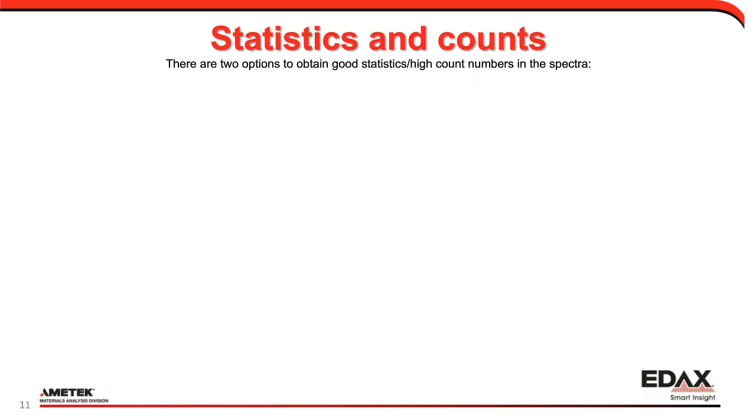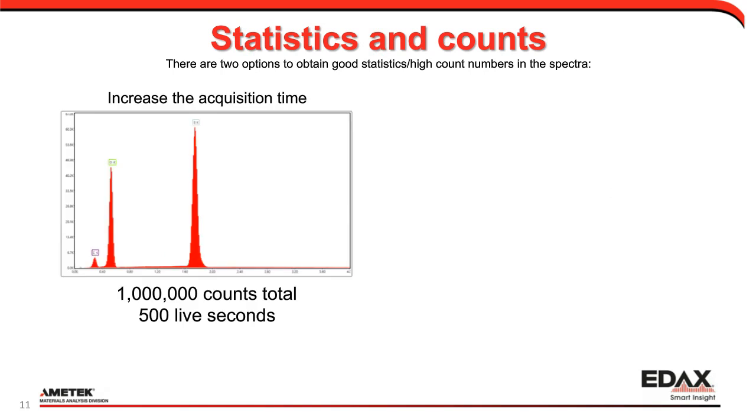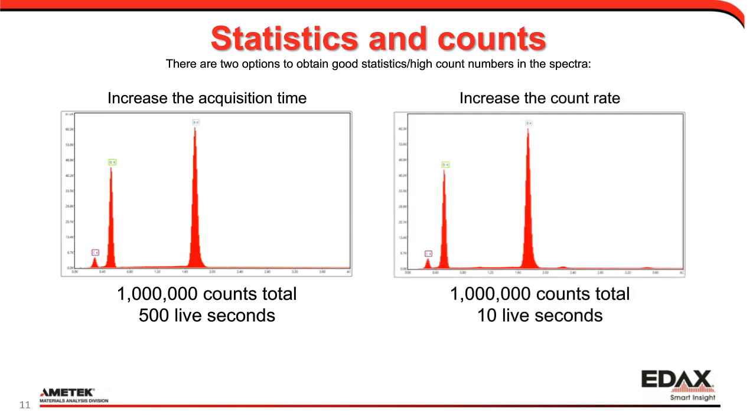So to get good statistics, we really have two different approaches. We can increase the acquisition time, or we can increase the counts coming through. And so we can increase the count rate or the throughput. And that's where the detector technology really helps us. When we get a high count rate, we can also get a higher fraction of processed counts.